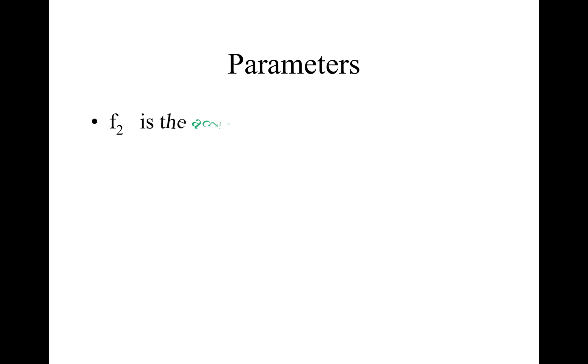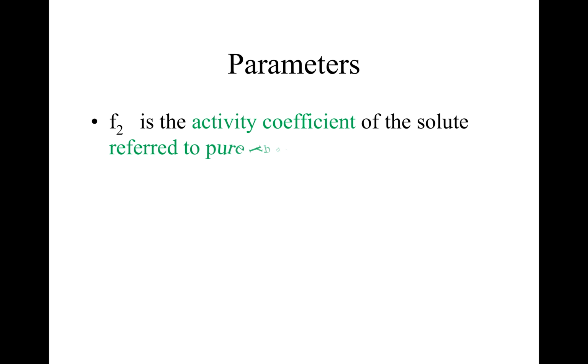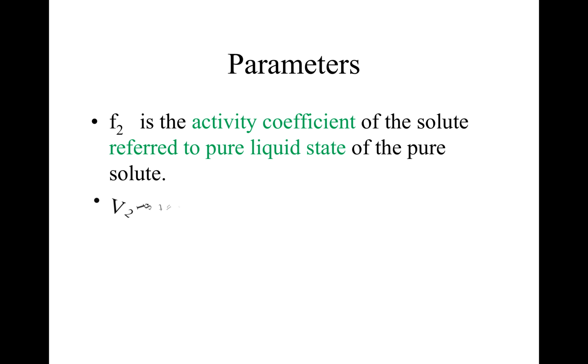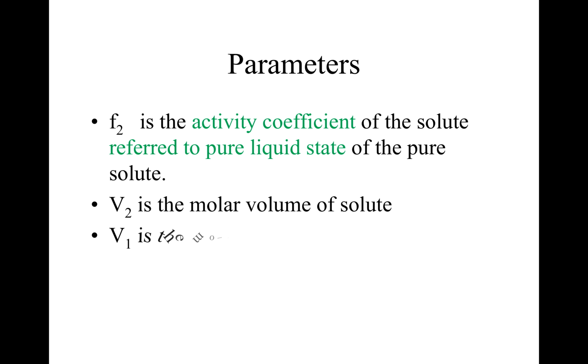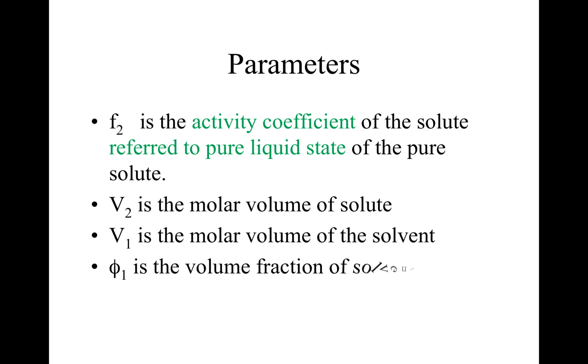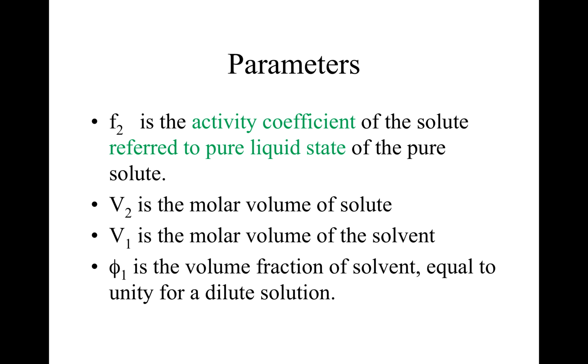Let's look at the parameters now. F2 is the activity coefficient of the solute referred to the pure liquid state of the pure solute, while V2 is the molar volume of the solute, V1 is the molar volume of the solvent, and φ1 is the volume fraction of the solvent, equal to unity for a dilute solution.